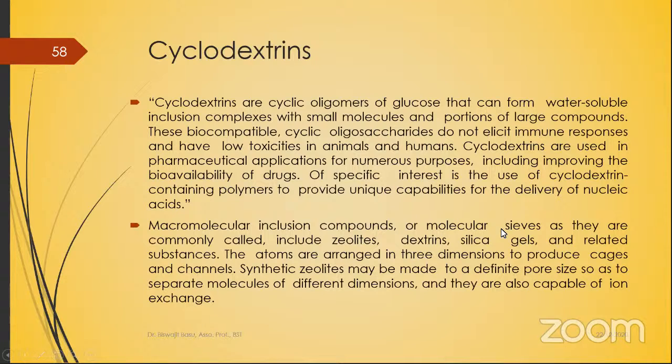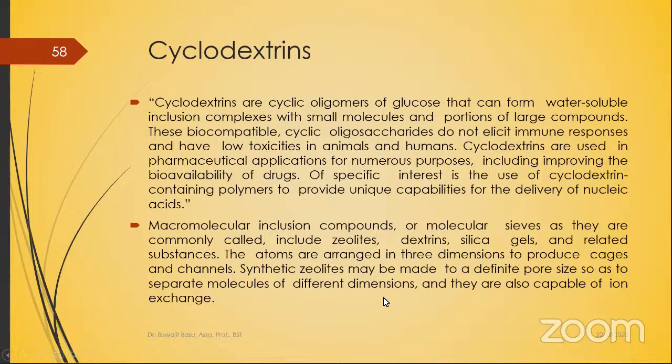Macromolecular inclusion complexes, or molecular sieves as they are commonly called, include zeolite, dextrin, silica gel, and related substances. All these atoms are arranged in three dimensions to produce a cage-like or channel-type structure. Synthetic zeolites may be made to a definite pore size so as to separate molecules of different dimensions, and they are also capable of ion exchange. Okay, now what is ion exchange?